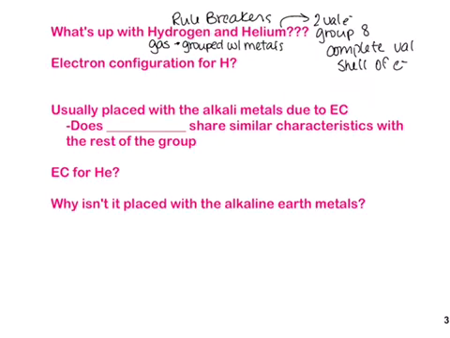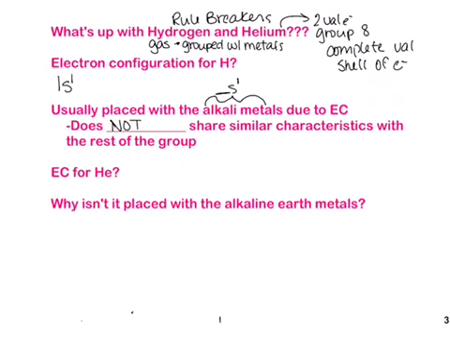But when we look at their electron configurations, their location on the periodic table makes sense. So the electron configuration for hydrogen is 1s1. And so this tells us that it makes sense for it to be placed with the alkali metals, because all the alkali metals, their electron configuration ends with some principal energy level and an S1. It does not share similar characteristics with the rest of the group other than the similarity with the electron configuration.